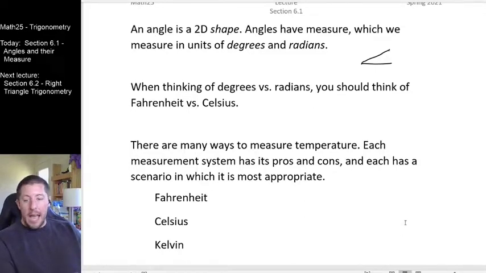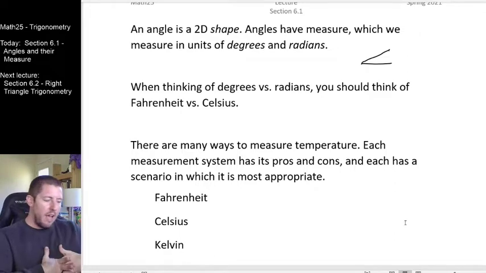Each of the measurement systems has pros and cons, and each of them has a scenario in which it's probably the most appropriate. And while that's technically sort of an opinion, if every professional in a field has the same opinion, then that becomes the standard. And we've got a similar thing with temperature as we do with angles of measure here. So the three most common ways that temperature is measured are Fahrenheit, which we use in the US, Celsius, which most of the world uses in more of a metric setting, and then Kelvin. And I think that a lot of people are a little bit less familiar with Kelvin.